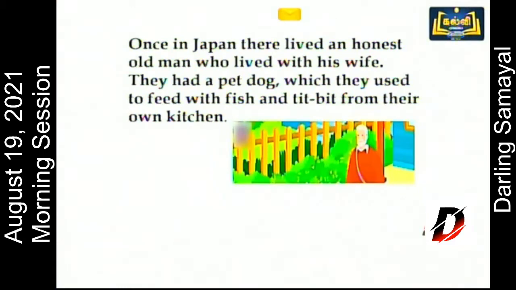Once in Japan, there lived an honest old man who lived with his wife. So long ago, an old couple lived. They are good. They had a pet dog which they used to feed with fish and tidbits from their own kitchen. They grew this pet dog as a good one. They gave good concern to the dog.